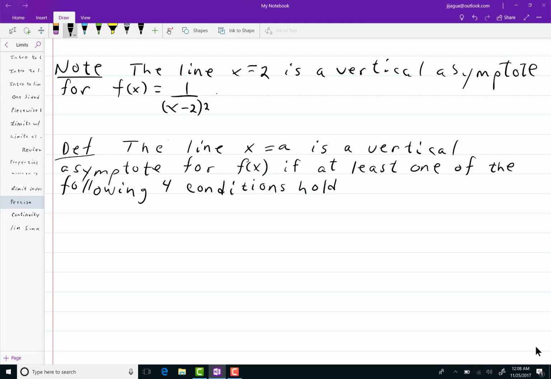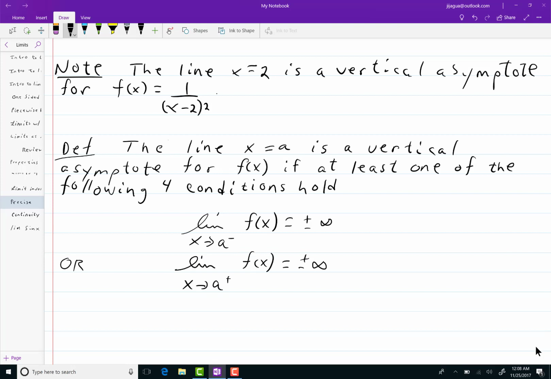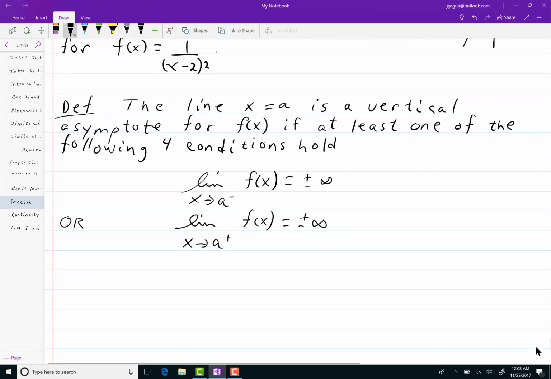They are: if the limit as x goes to a from the left of f of x equals either positive or negative infinity, or the limit as x goes to a from the right of f of x equals plus or minus infinity. Of course, you can have a number of combinations of these things, but nonetheless, if any one of those four is true, you're going to have a vertical asymptote.